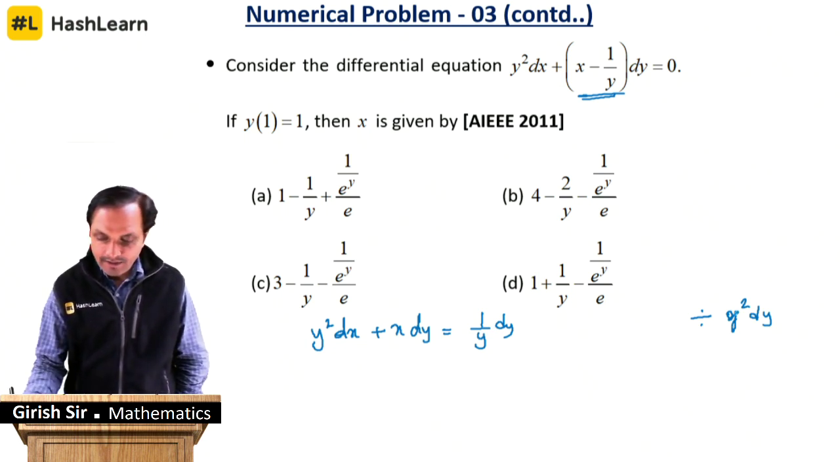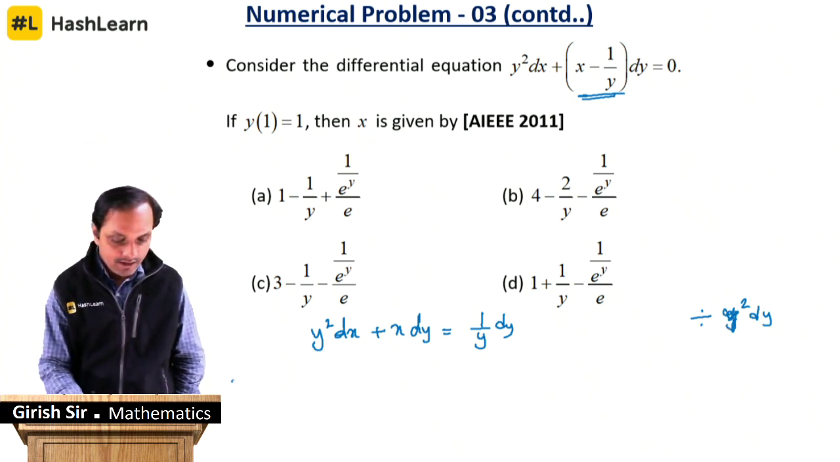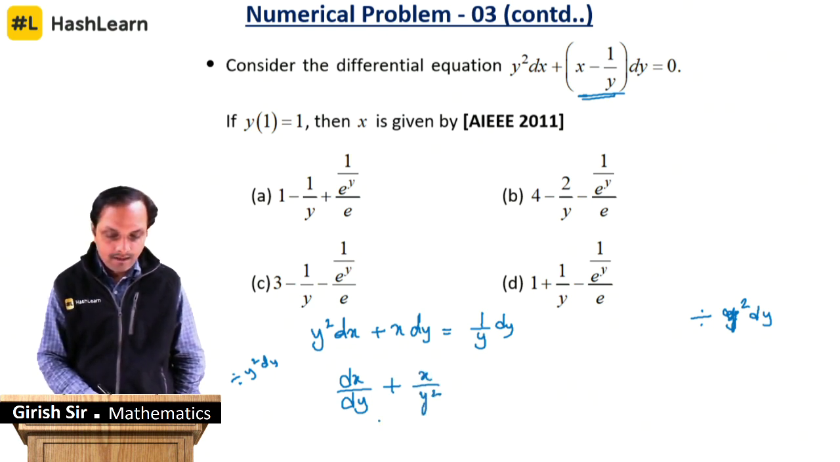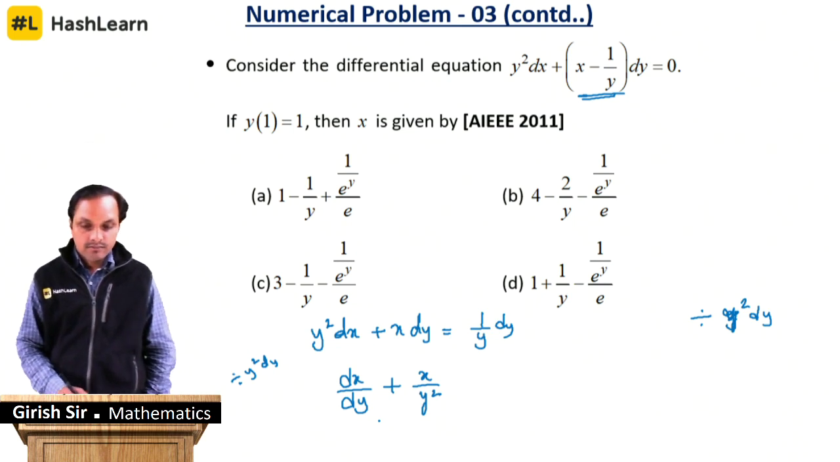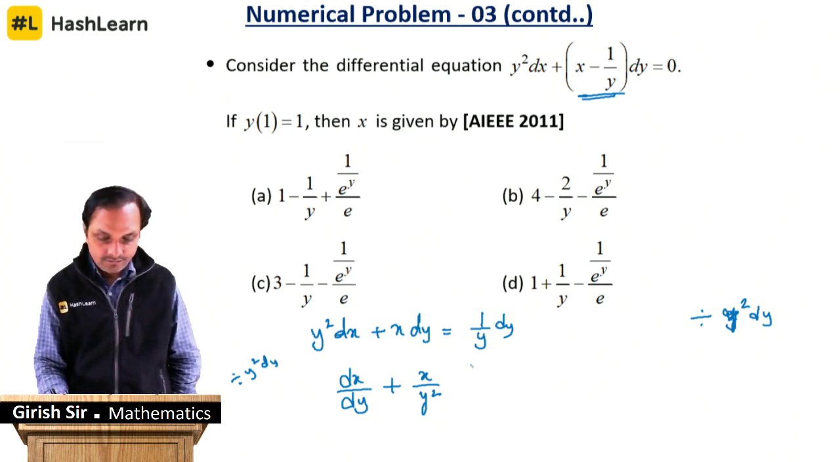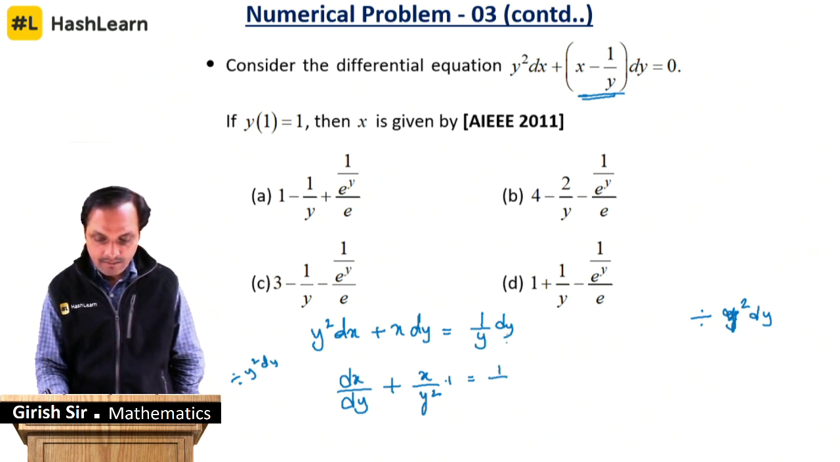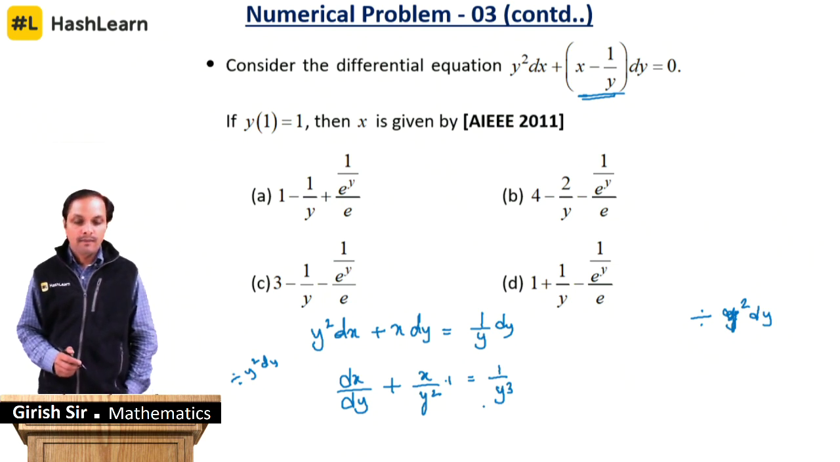So what happens when you divide by y square into dy? That part will give you dx by dy, plus you will have x by y square. This is dy, right? Cancels 1. You will get 1 by dy already there. This will give you 1 by y cube.